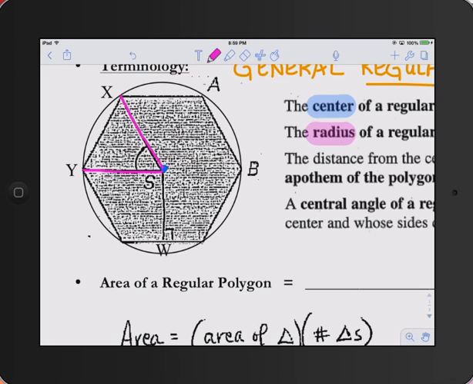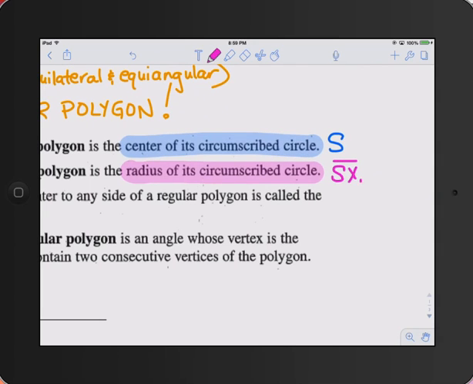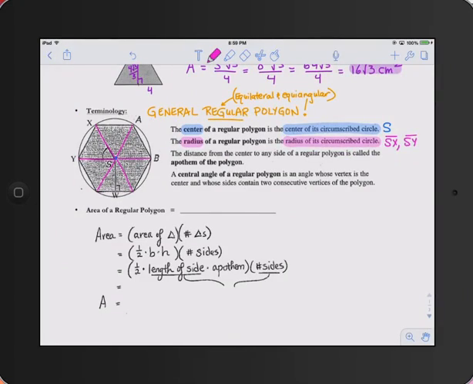Okay, the polygon's radii go from the center of the polygon to its vertices. Now, you'll notice that each one of these radii will cut the regular polygon into triangles that are all congruent to each other. Because this is a hexagon, there will be 6 congruent triangles. If it was an octagon, for example, there would be 8 congruent triangles. In this picture, segment SX and segment SY are radii of the regular polygon.